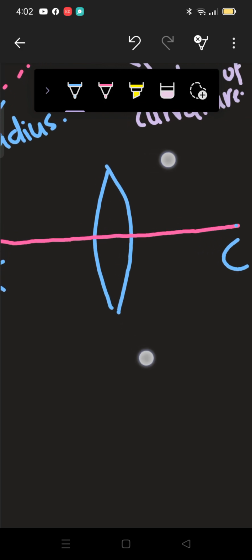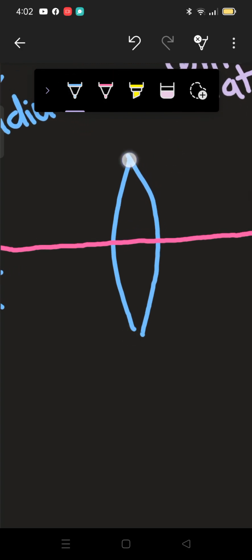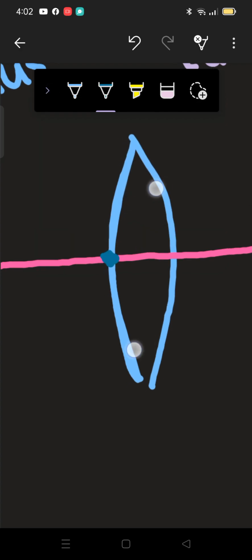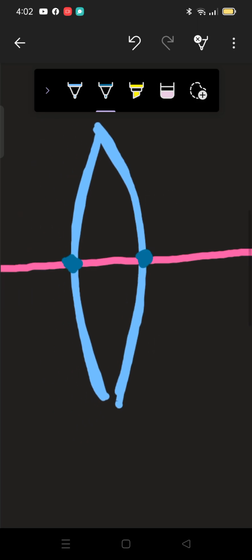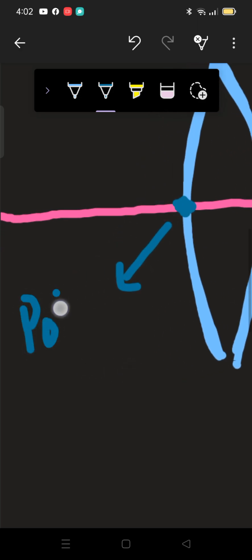Pole is the center of the spherical surface. As you can see here, this is the spherical surface, and pole is the center of this spherical surface. So here is the center, and if I talk about this side, here the center is this. So this is the pole. Pole is the center of a spherical surface. So here it is the pole.